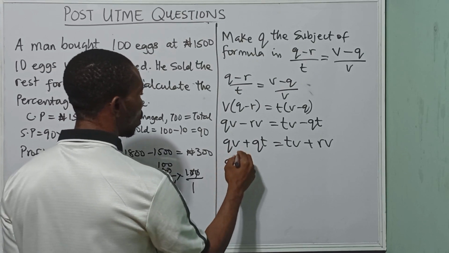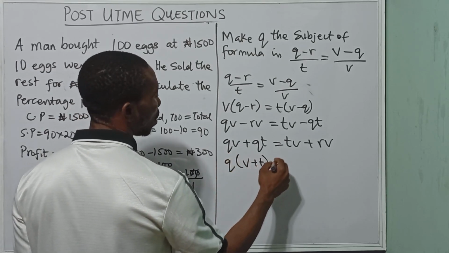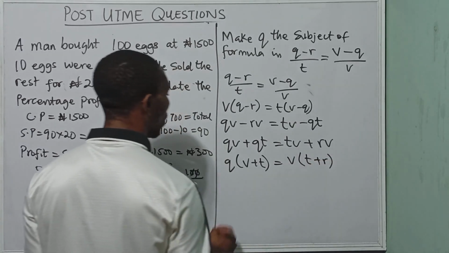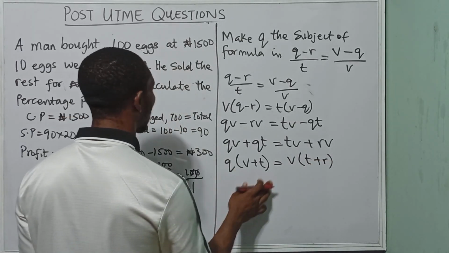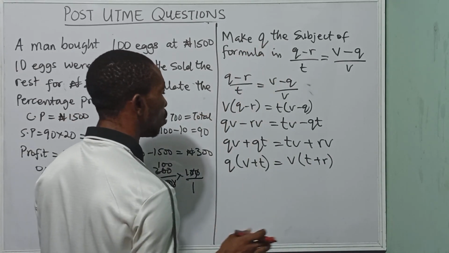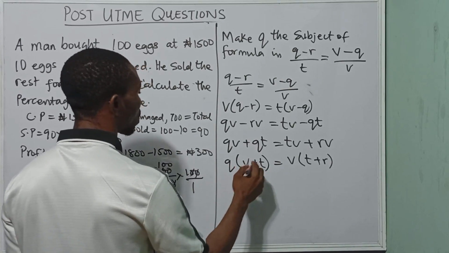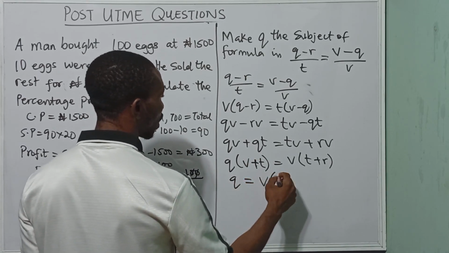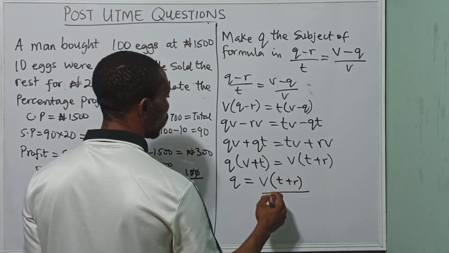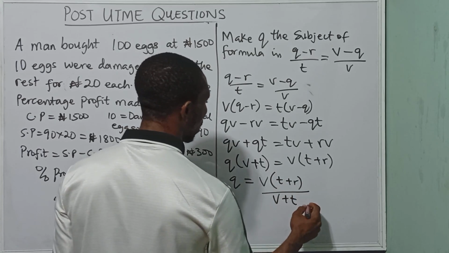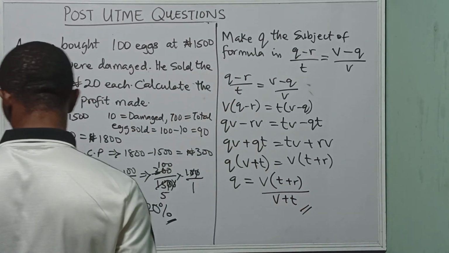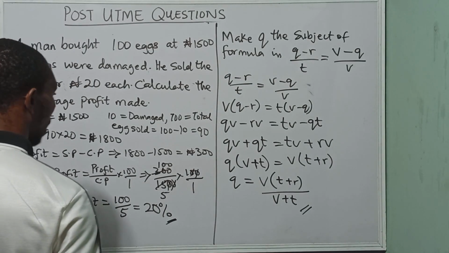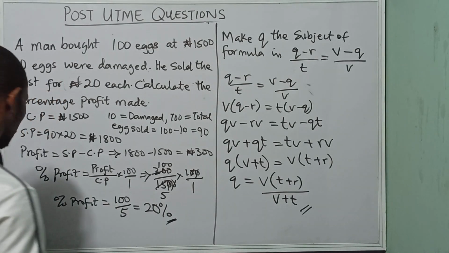Okay, so here we can now factorize these terms. Q is common here, leaving us with V plus T, and T is common here, leaving us with V plus R. Now we divide both sides by V plus T since we want to make Q stand alone. So this becomes Q equals V bracket T plus R all over V plus T. Now, with this, we've made Q the subject of the formula, making it stand alone.